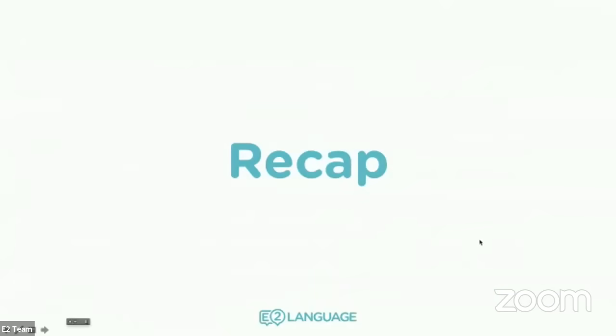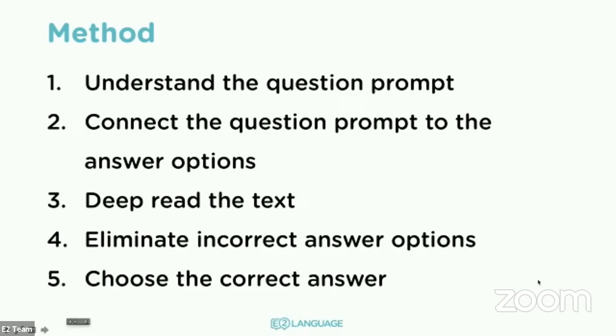Cool. Let's recap what we've learned about multiple choice single answer. Let's just go through the method. So you need to understand that question prompt, and the question prompt might ask you about an opinion, about a tone, about a main idea, about a detail, an inference, a single word, something like that. Then you connect the question prompt to the answer options. For example, if the question prompt asks you about an opinion, then you read the answer options and you go, okay, there's the opinion, there's the opinion, there's the opinion, there's the opinion, right? Connect that question prompt to the answer options.